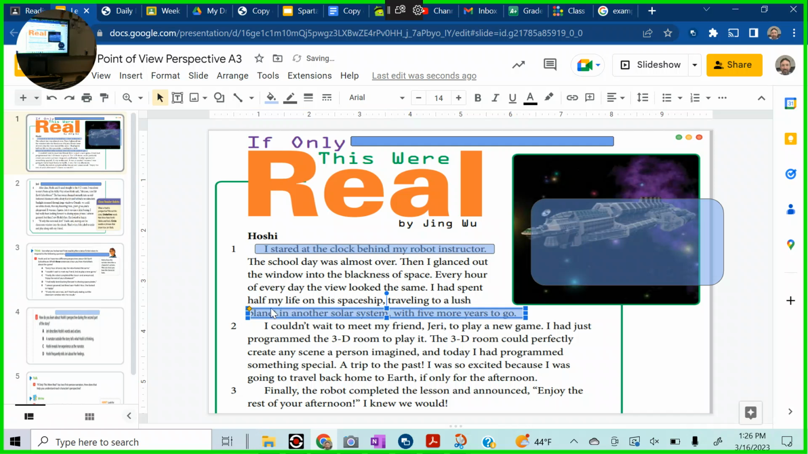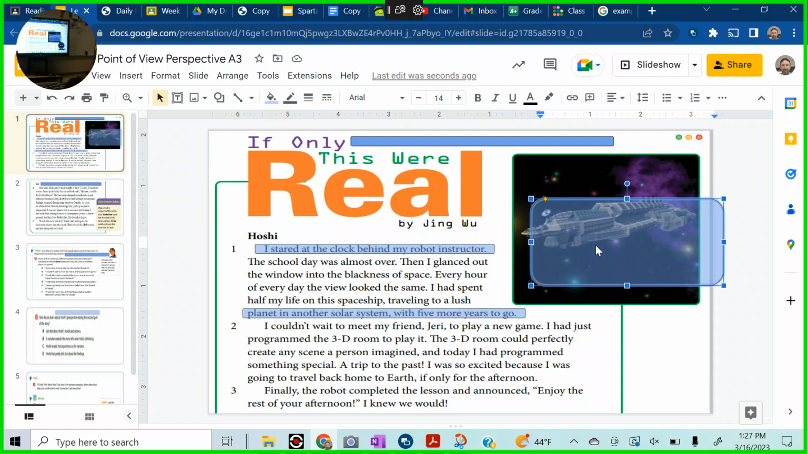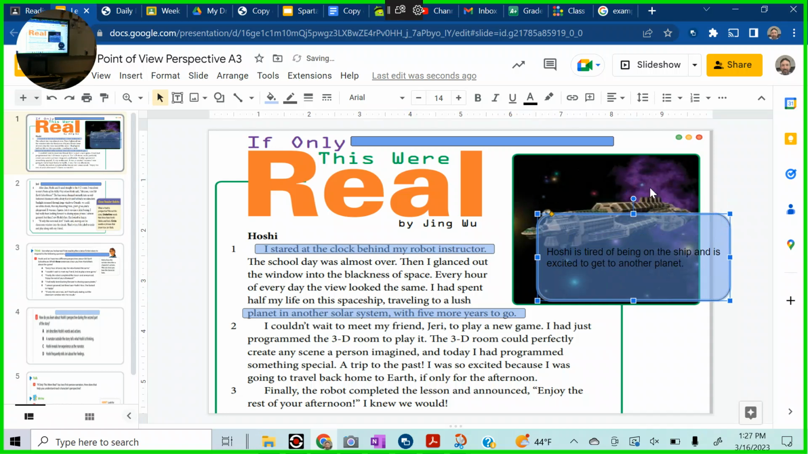But how about... Let's read this. I'm going to highlight one. All right, it says, traveling to a lush planet in another solar system with 5 more years to go. Do you think that maybe she's excited and also what else? Do you think she's kind of bored? Bored and tired of the trip, right? Yeah. So we could say, let's type this right now. You guys can do it too. Hashi is tired of being on the ship and is excited to get to another planet, right? We got all that from what we just read, right? I'll move that down so you can see a little better. And I might actually highlight a little bit more of that, because we got that all from this right here, right, Schreiber?